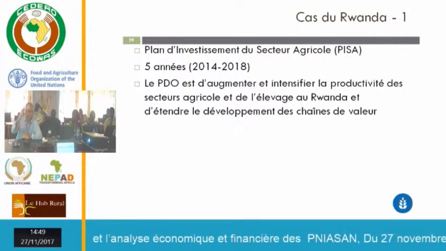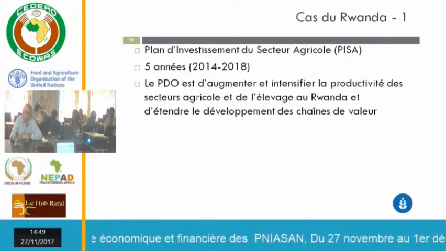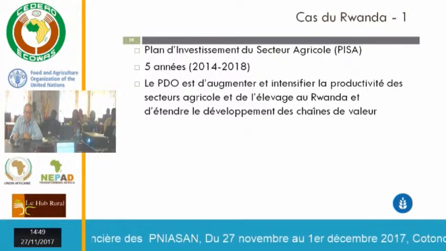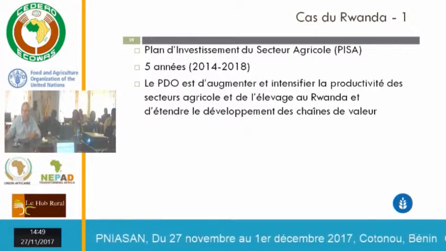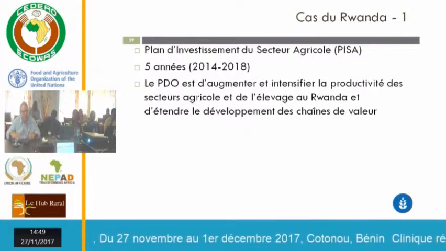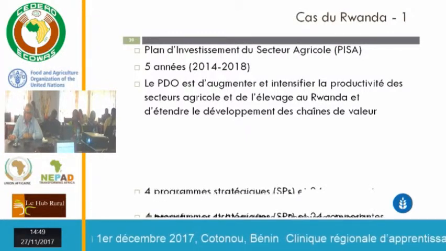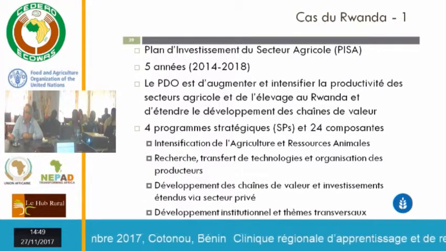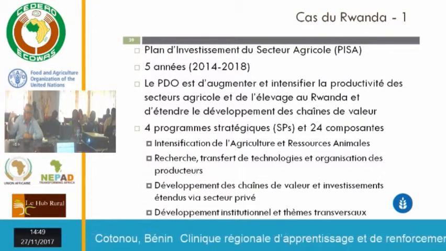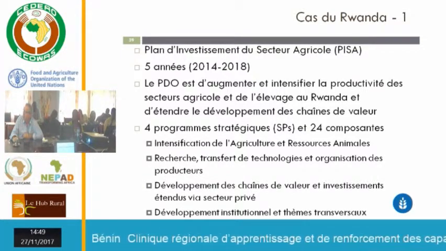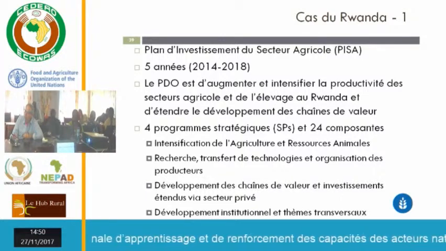So we are here on an agri objective. The goal is to increase and boost production by 5% and extend the development of value chains. So it goes beyond the agri sector of production, processing, and marketing, and so on. In the case of Rwanda, the investment plan is composed of four strategic programs and 24 components, which are 24 sub-programs. The first program is intensification of agriculture and animal resources.